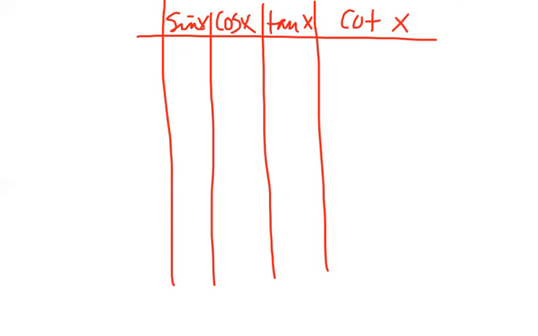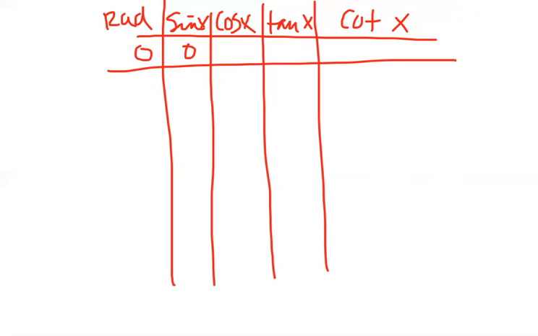So let's start with the values first. At 0, guys, okay? The radian measure. So guys, let's look at 0. Sine of 0 is 0. Cosine of 0 is 1.